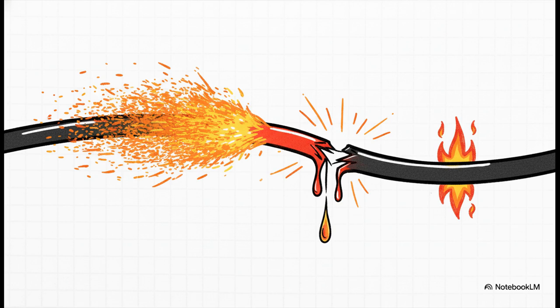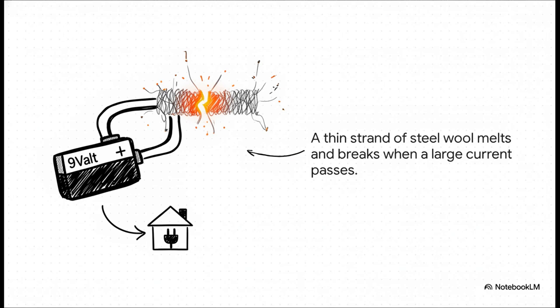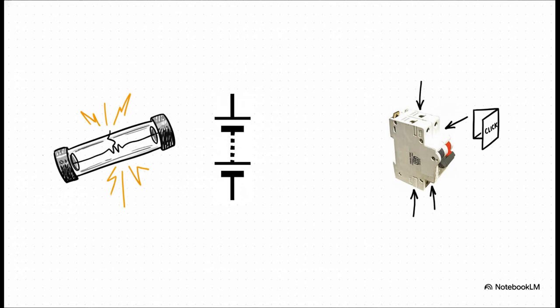And what's worse, it can even cause a fire. And this picture shows you exactly how dangerous that can be. That little piece of steel wool just melts and breaks almost instantly when too much current passes through it. That is precisely what we want to avoid happening inside the walls of our homes. So, how do we protect ourselves?